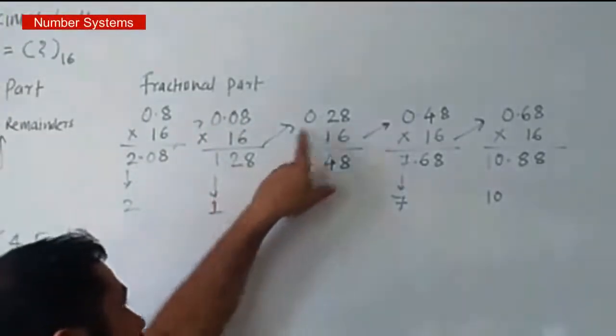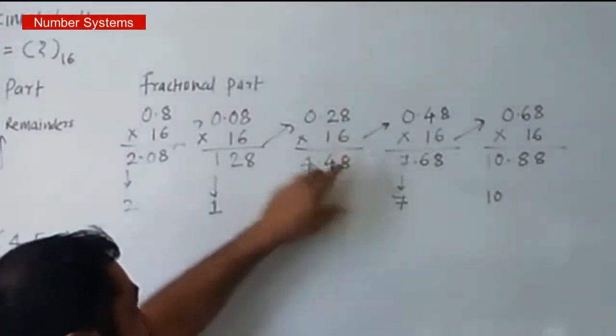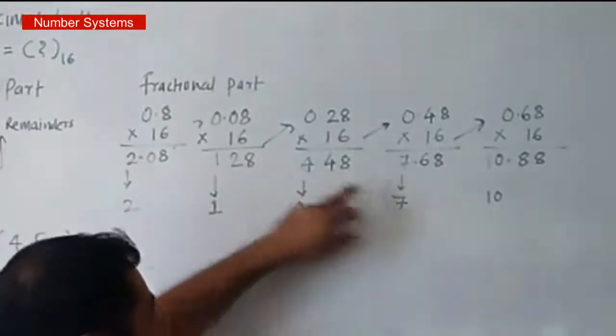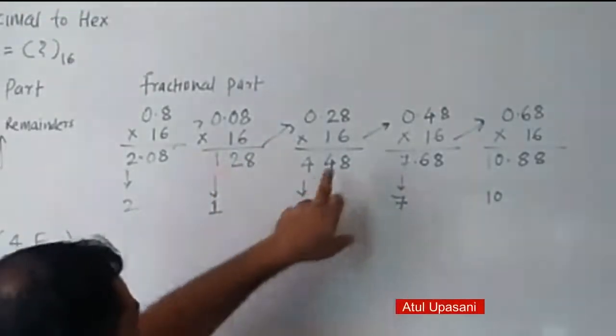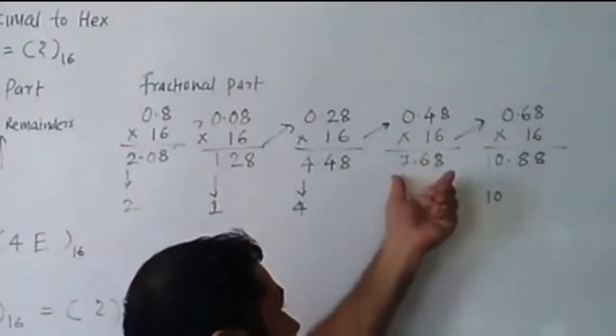It is noted here. Again 0.8 is the fraction, it has to be multiplied by 16. The answer is 12.8. Here the 12 is again noted. Then again 0.8 is multiplied by 16.